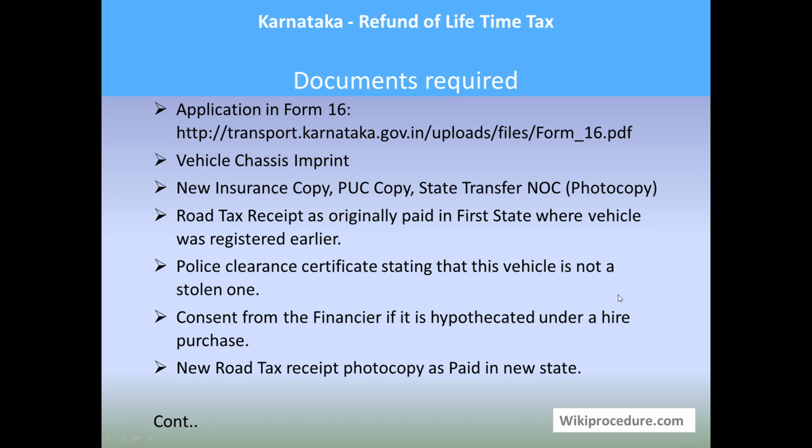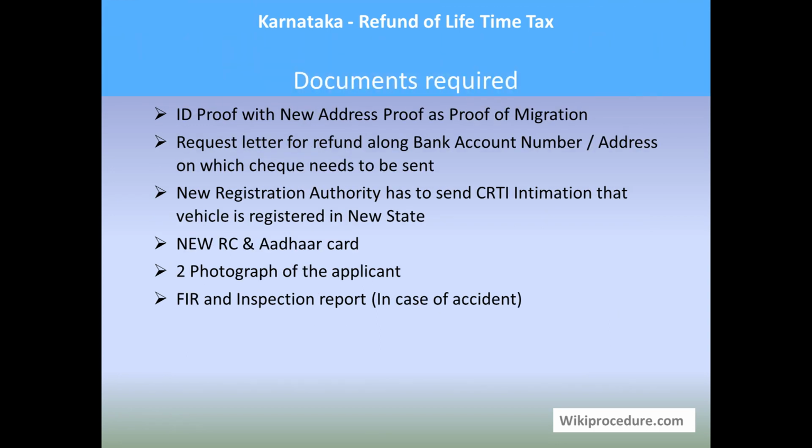Vehicle's chassis imprint, new insurance copy, PUC copy, state transfer NOC photocopy, road tax receipt as originally paid in the first state where the vehicle was registered earlier, police clearance certificate stating that this vehicle is not a stolen one if you are registering in another state, consent from the financier if it is hypothecated under a hire purchase, new road tax receipt photocopy as paid in the new state for getting the refund from the old state as tax paid. ID proof with new address proof as proof of migration, request letter for refund along with bank account number, address on which the cheque needs to be sent.